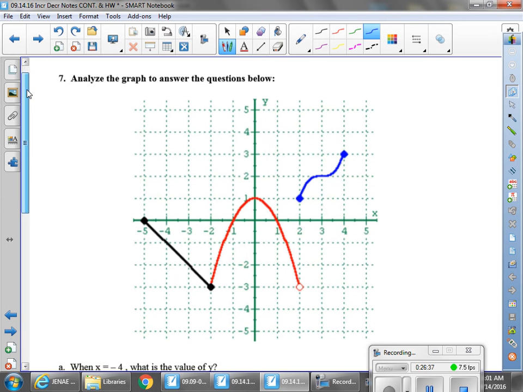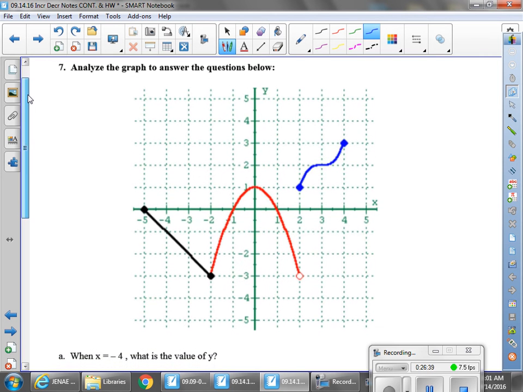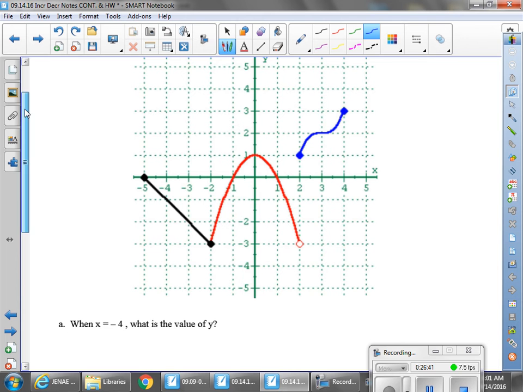So this was a graph that you already actually had on the front, right? But now we're just asking some more questions about it. When x equals -4, what's the value of y? -1. Good.